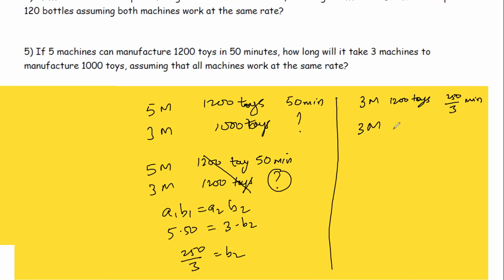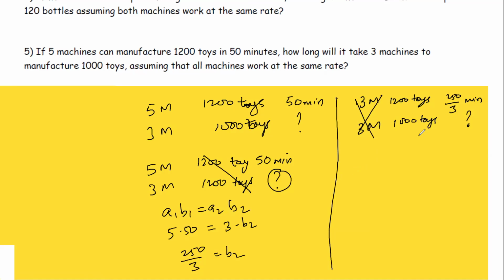Correct? So those 3 machines will do 1000 toys in how much time? So this time the machines are constant, ignore it. If the number of machines is the same, it manufactures 1200 toys in 250 by 3 minutes. Whether you want to consider it as the same number of machines or as one machine, it just doesn't matter. So for simplicity, I'll just use it as the same machine. Same machine takes 250 by 3 minutes for 1200 toys.